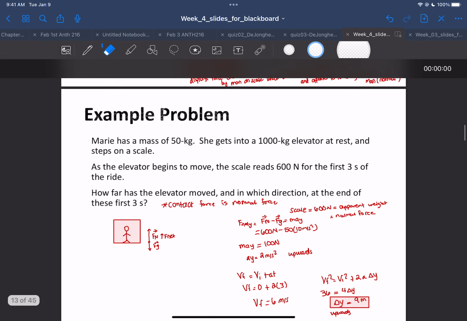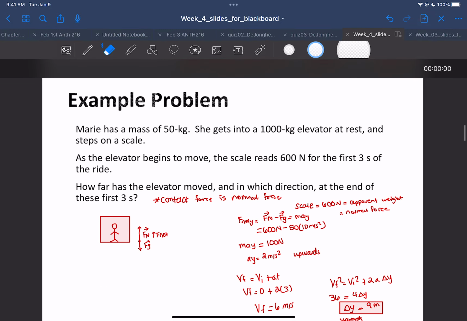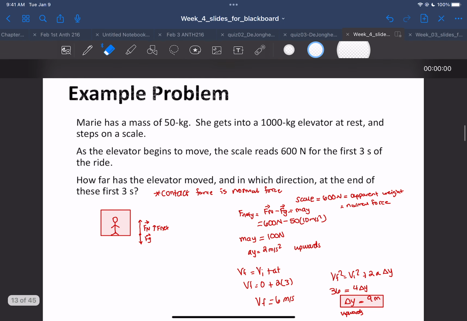But yeah. And here's a really important example for this elevator problem stuff because you're pretty much guaranteed to find a problem like this on the exam. So it says Marie has a mass of 50 kilograms. She gets into a 1,000 kilogram elevator at rest, steps on a scale. As the elevator begins to move, the scale reads 600 newtons for the first 3 seconds of the ride. How far has the elevator moved and in which direction at the end of these first 3 seconds?